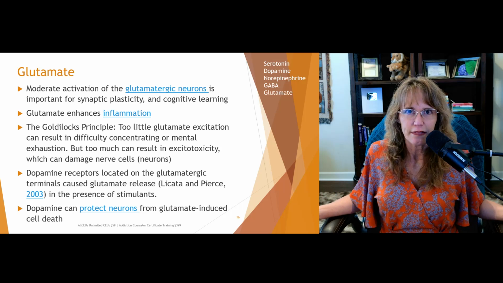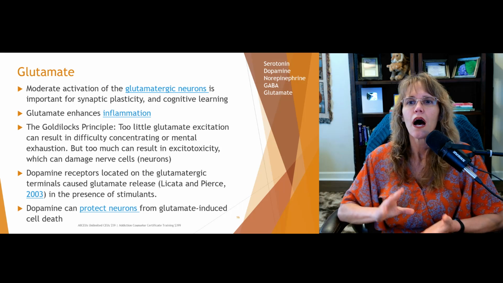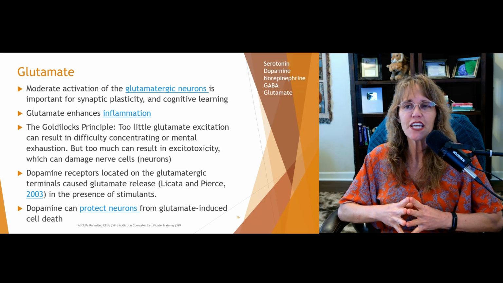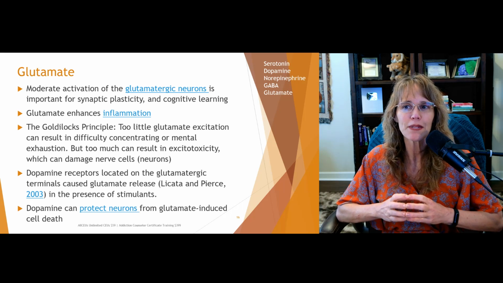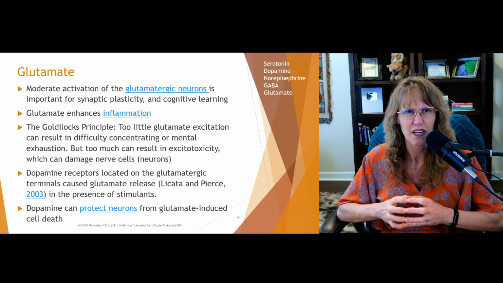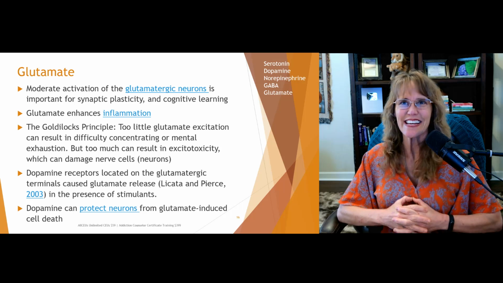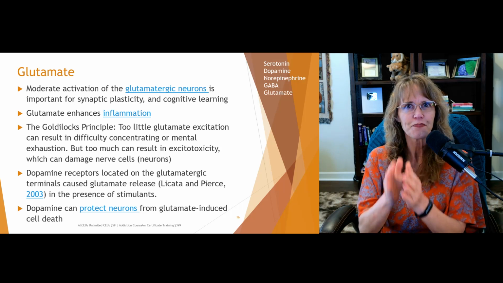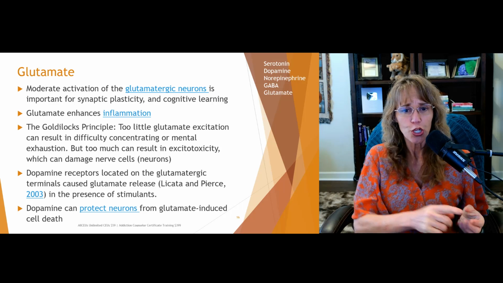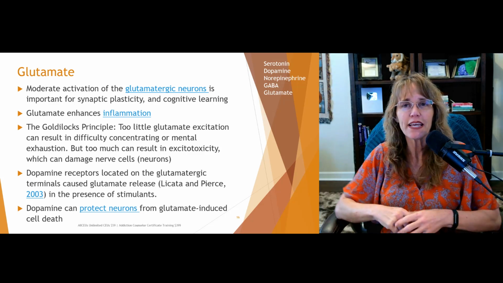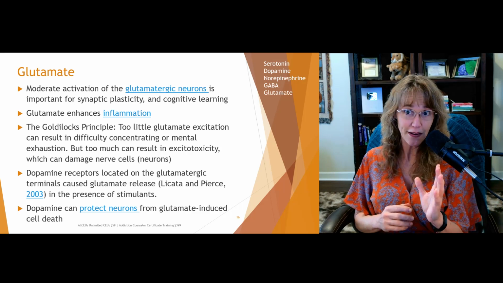So let's talk about glutamate, which maybe I should have started with since it's the foundation, but whatever. Moderate activation of the glutamatergic neurons, that's fun to say if you've ever tried, is important for synaptic plasticity and cognitive learning. So I'm supposed to be stressed in order to learn? Yeah. That's that Goldilocks principle. We all require a certain amount of stimulation. That's why in the morning, when you wake up, your cortisol levels go really high, because that's your body saying, hey, I'm giving you this little boost to get your happy butt out of bed.